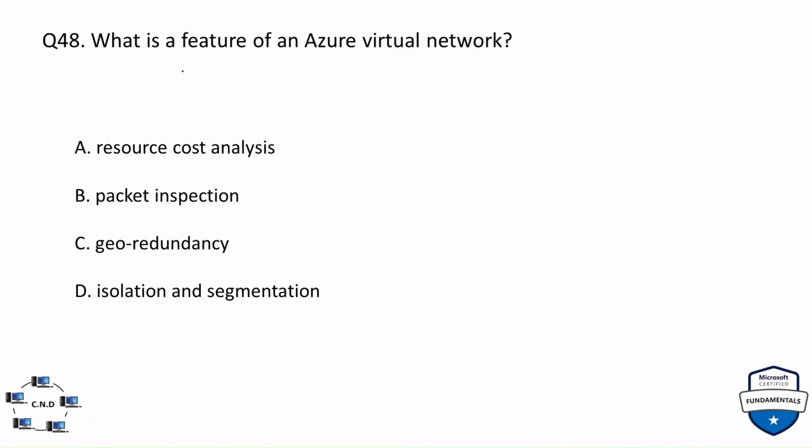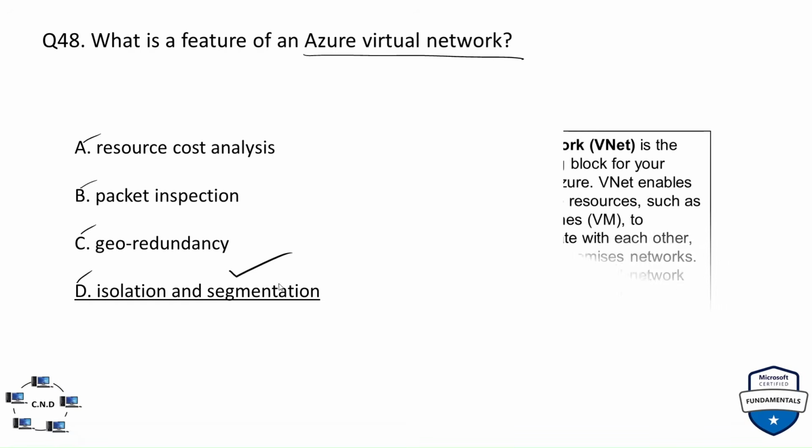Question number 48 is what is a feature of an Azure virtual network? And the options are option A, resource cost analysis, option B, packet inspection, option C, geo redundancy, and option D, isolation and segmentation. And the correct option is D. Azure Virtual Network provides us with isolation and segmentation.